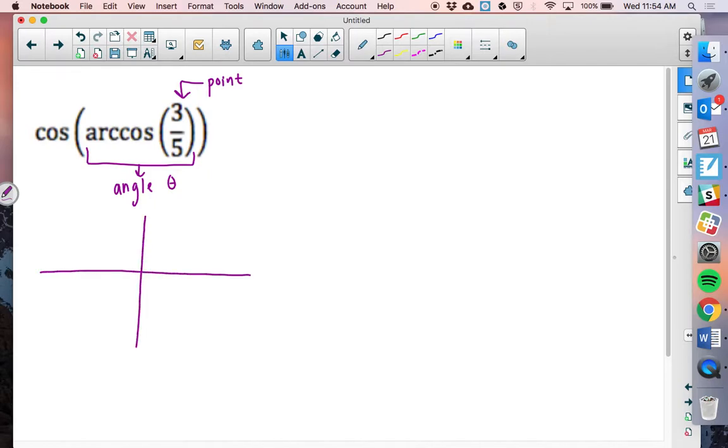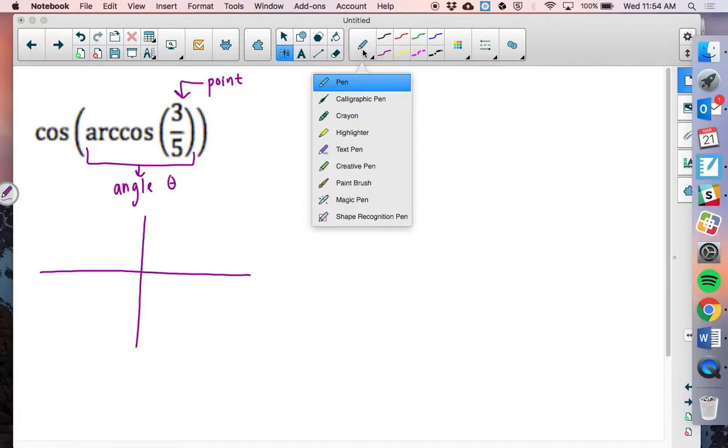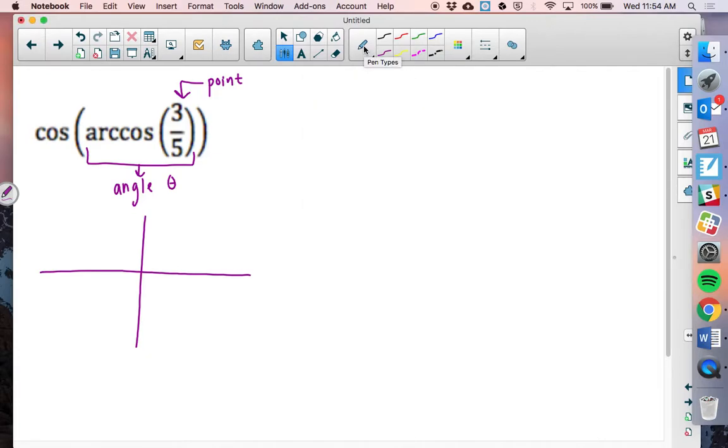So this angle that comes out, I'm going to call it theta. The theta that comes out of arc cosine, that angle has to be between where and where? So it has to be between 0 and 180. So now the question is, am I going to draw my angle in the first quadrant, or am I going to draw my angle in the second quadrant?